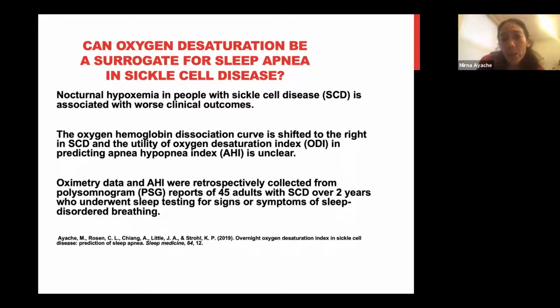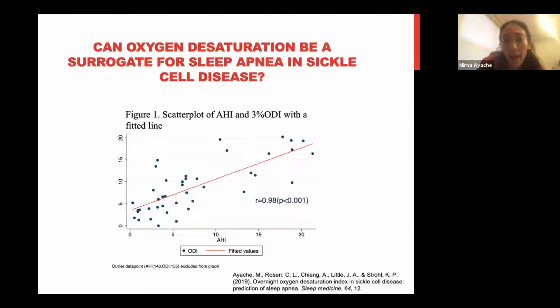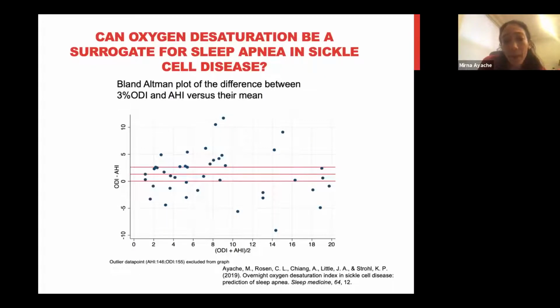And so what we did is we had 45 patients with sickle cell disease who underwent sleep studies, and we looked at their oximetry data. And we did find a correlation between AHI and 3% ODI in this population. And we did our own Bland-Altman analysis here, and it was pretty similar to the one that we saw, for example, in the general population for the patients going to pre-op.